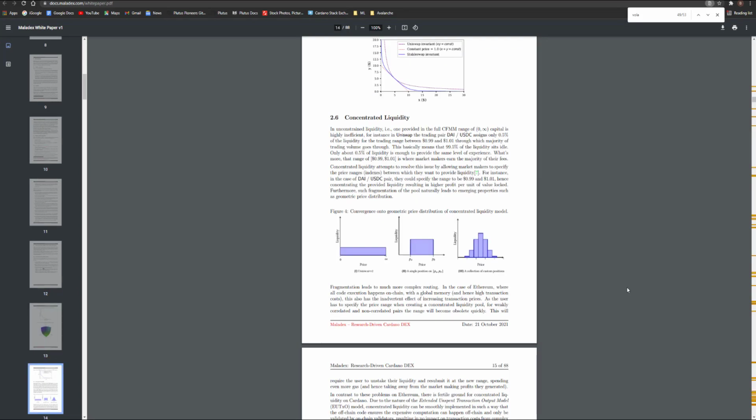So concentrated liquidity is an important concept. It took me a little while to get my head around this. Hopefully I've managed it. So I think what they're saying here is this line where it says in unconstrained liquidity, one provided in the full CFMM range of 0 to infinity, capital is highly inefficient. For instance, in Uniswap, the trading pair DAI to USDC assigns only 0.5% of the liquidity for the trading range between 99 cents and $1.01, through which the majority of trading volume goes through.